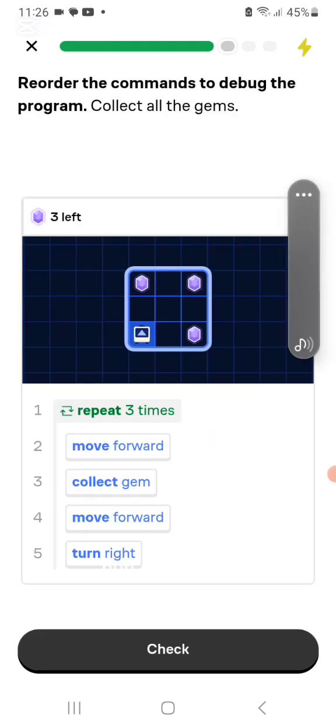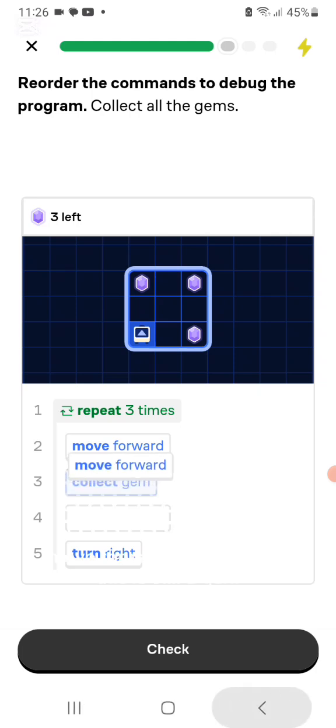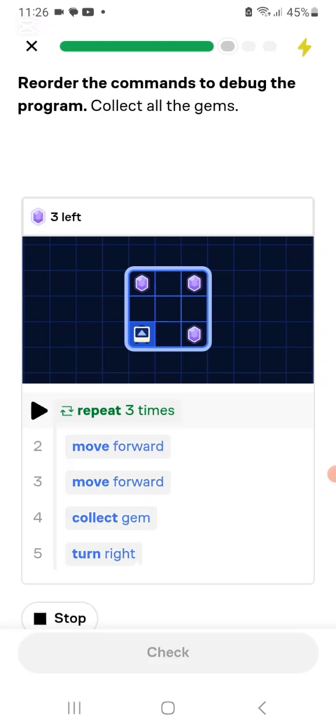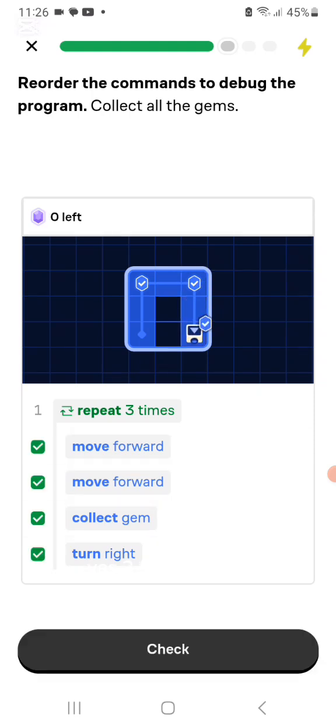Again? Okay. Move forward again. Now in this strategy, turn left. Yes, 3 times, 3 and done.